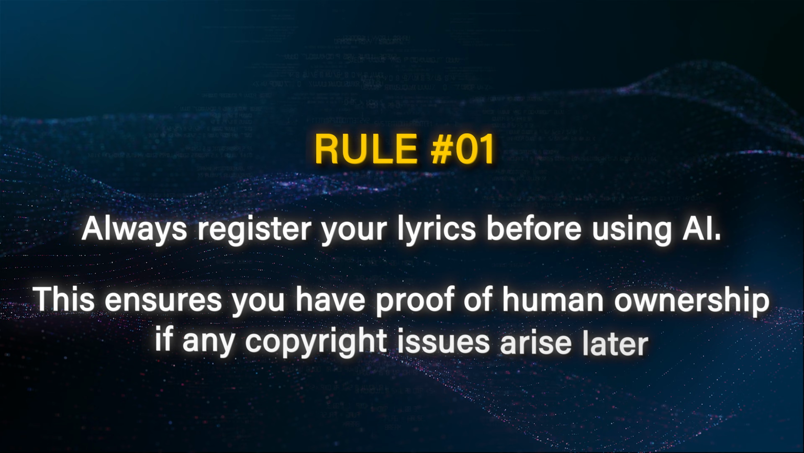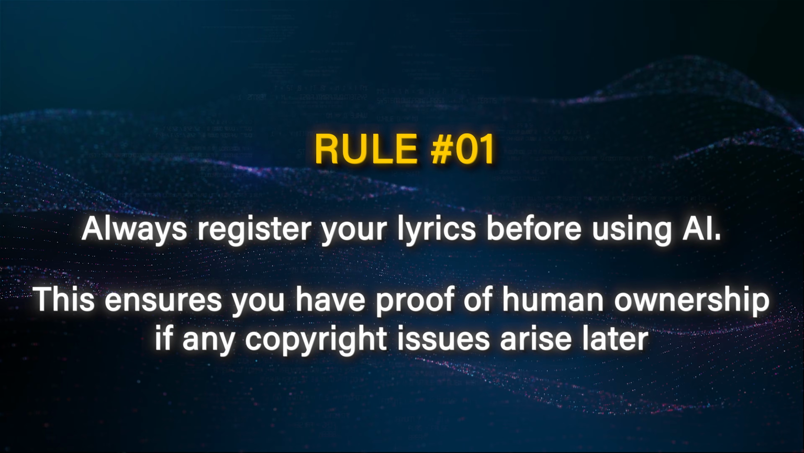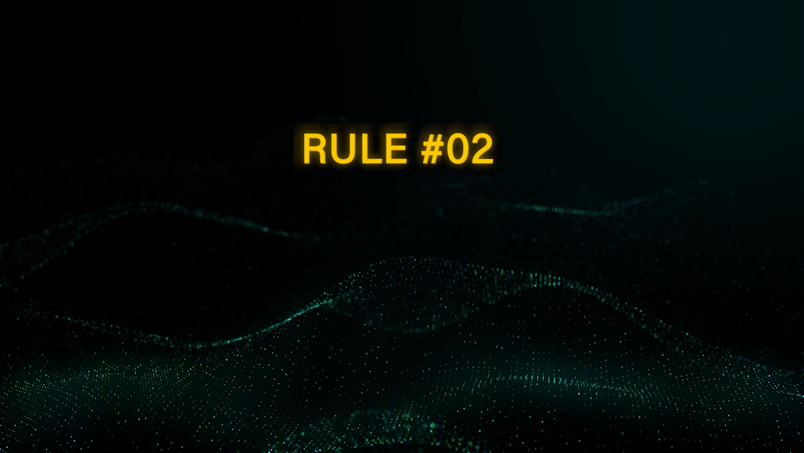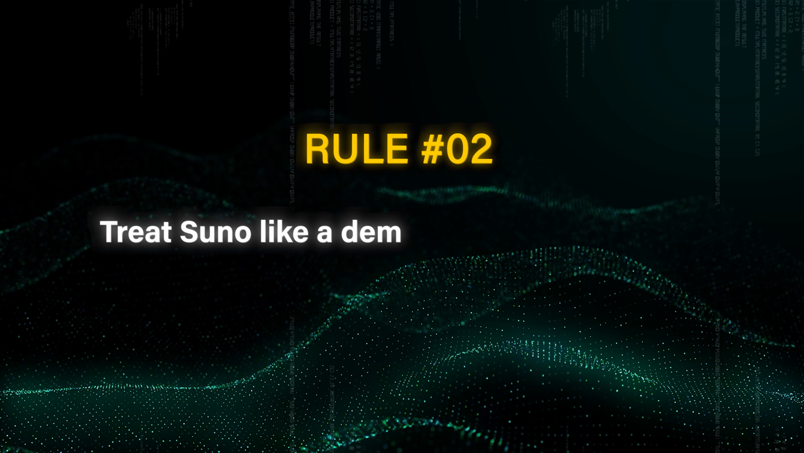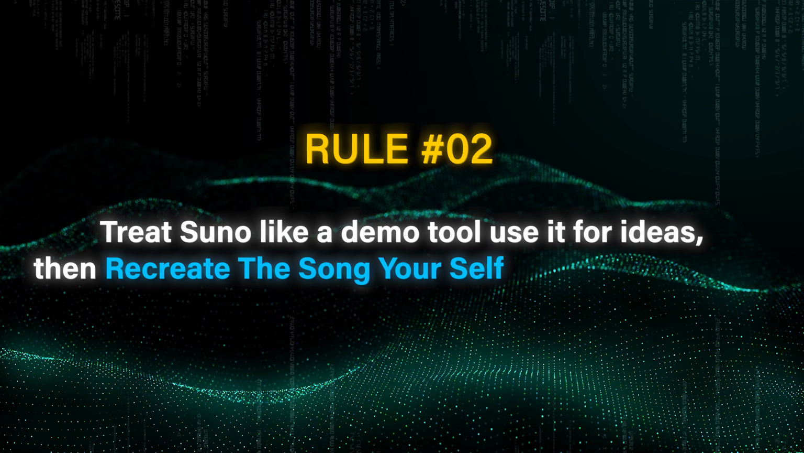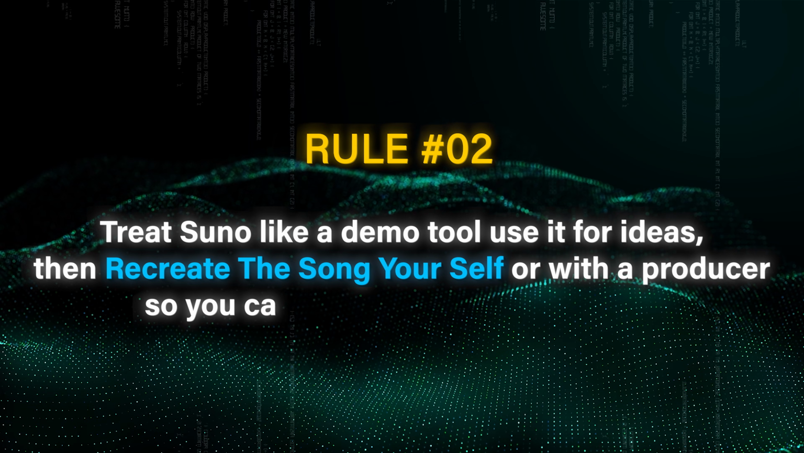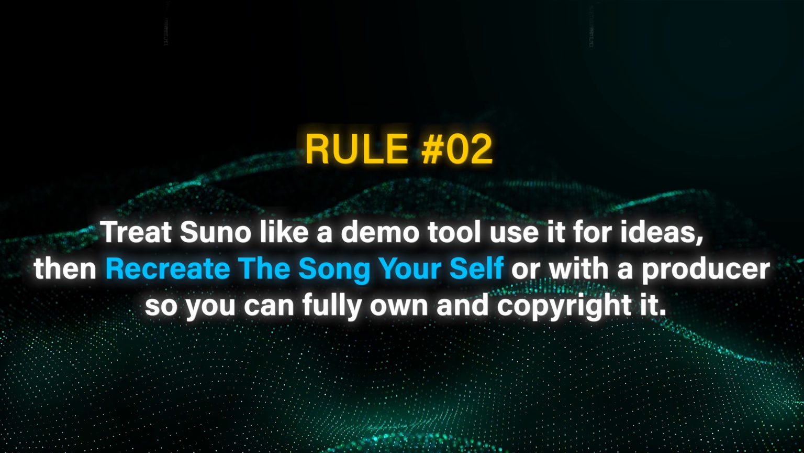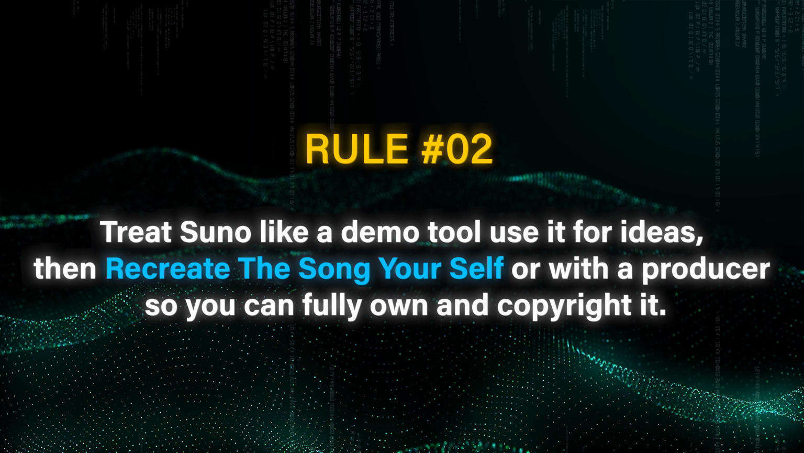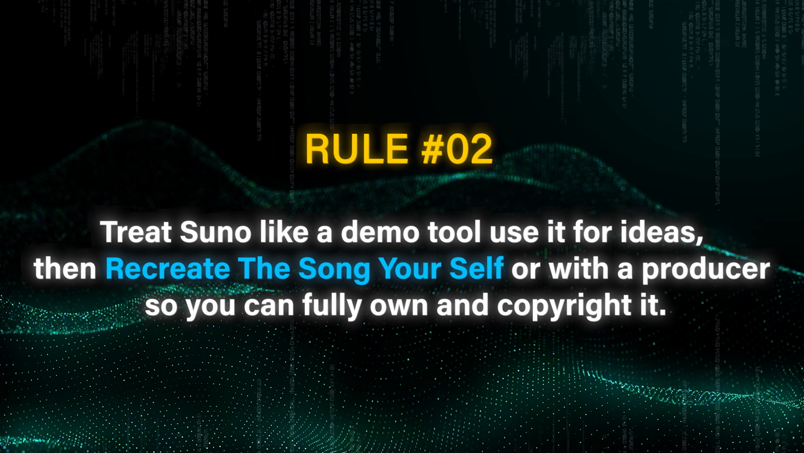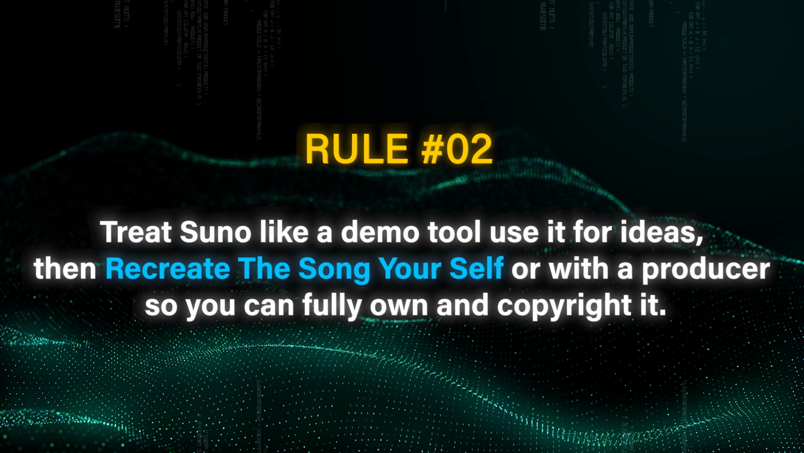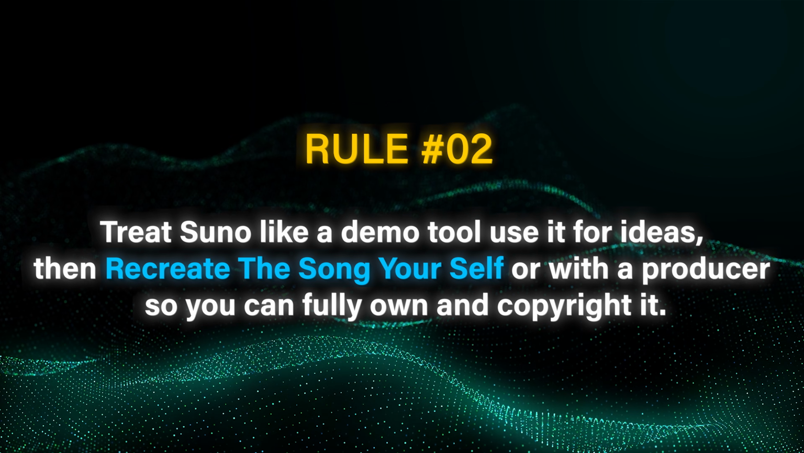That way, if there is ever a dispute, you have a paper trail proving your human authorship existed before the AI touched it. Rule number 2. Treat Suno as a demo generator. If you have big plans for a song like pitching it for a commercial or a label, do not use the raw AI audio. Generate the idea in Suno, figure out the vibe, and then take it to a real producer, or rebuild it yourself using your own instruments and your own voice. By recreating the song yourself, you inject human authorship back into the music, allowing you to legally copyright the final recording.